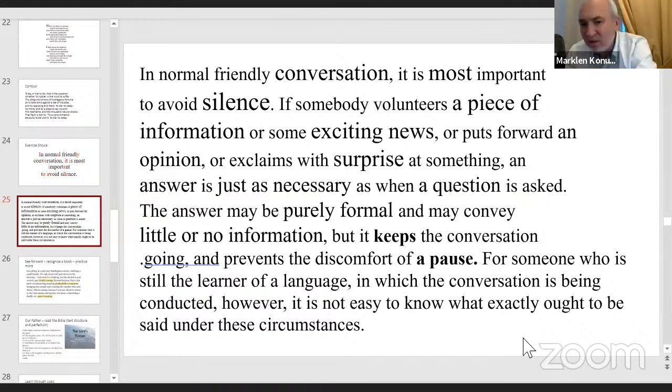For someone who's still the learner of a language in which the conversation is being conducted, however, смотрите, in which the conversation is being conducted, however, in which the conversation, я не произношу the.